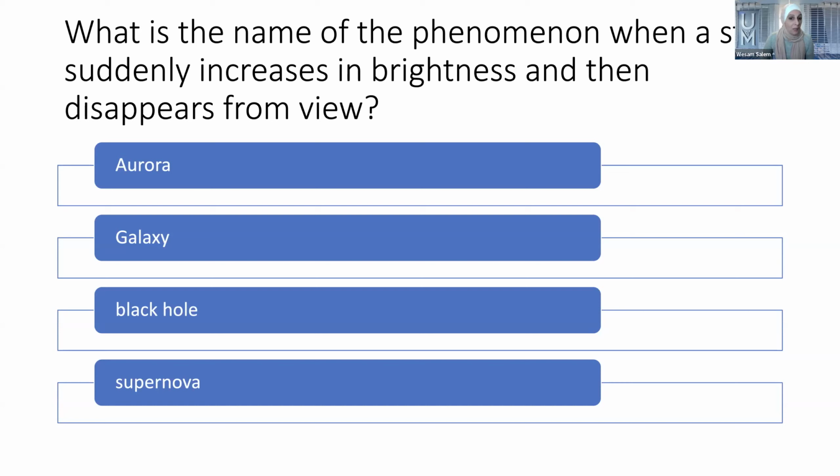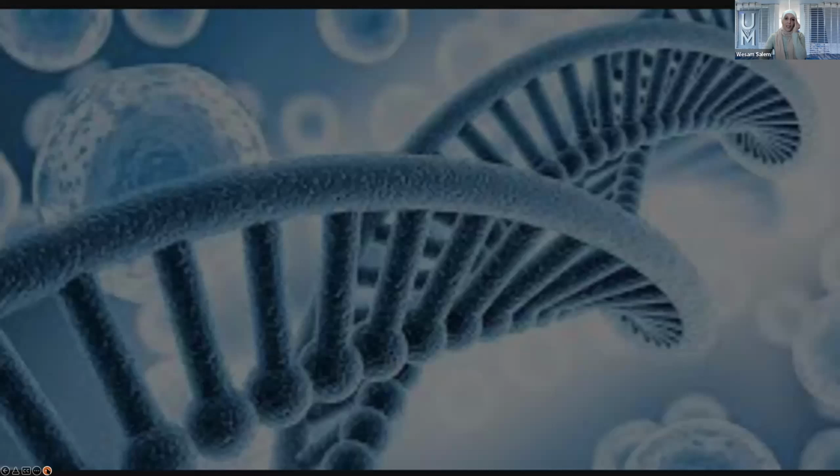So we could probably exclude the aurora because it's a phenomenon of colored lights that appear in the sky near the North and South poles. The galaxy is usually a large group of stars held together by gravity. Black holes are considered collapsed stars, and their gravitational pull is so strong that light cannot escape. So we will be left with the last option, which is before the star collapses, the star burns brighter for a period of time and then fades from view in what we call a supernova. So the answer is a supernova. Any questions so far?